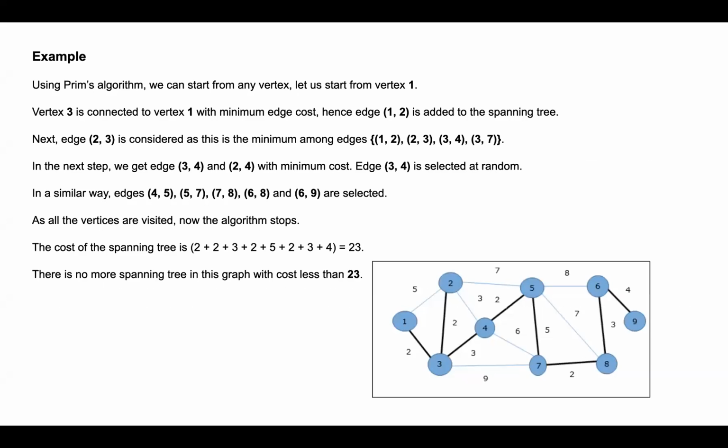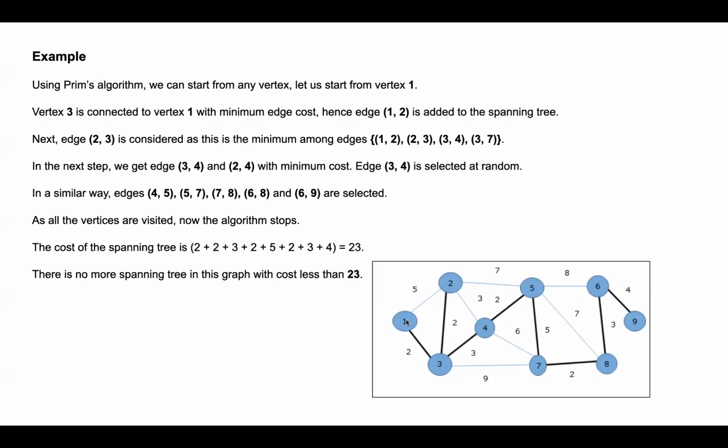In that, what we considered here is 8 to 6 because it has the minimum value. 8 to 5 is also there, but it has the maximum value and it will form a cycle, which we don't want. So 3 is taken here and 6 to 9, again 4 is there. Okay, so here it completes the Prim's algorithm tree.